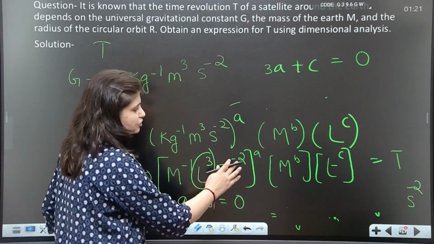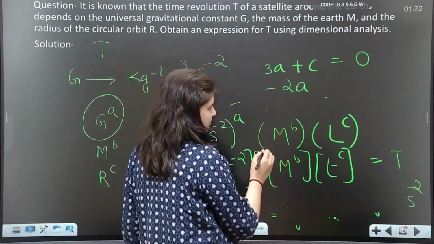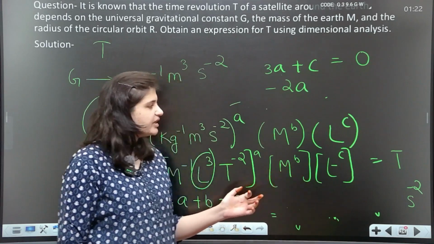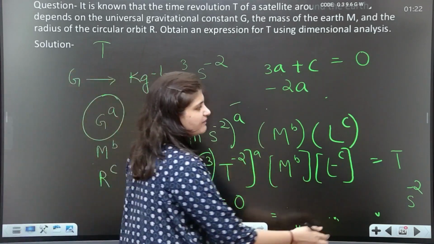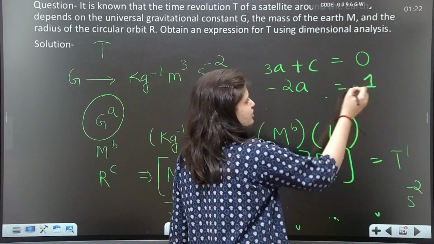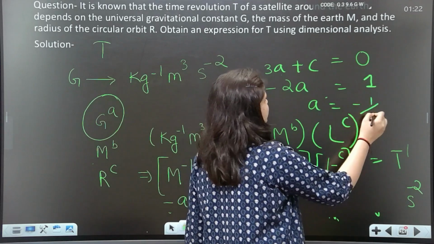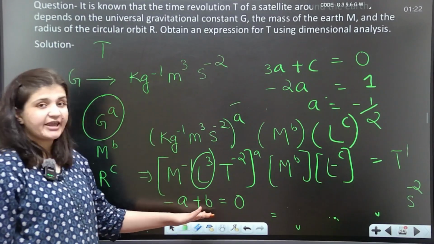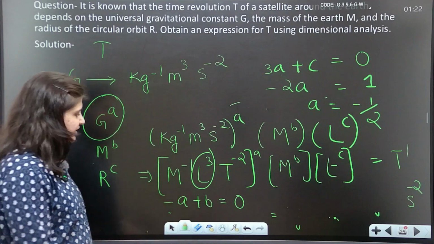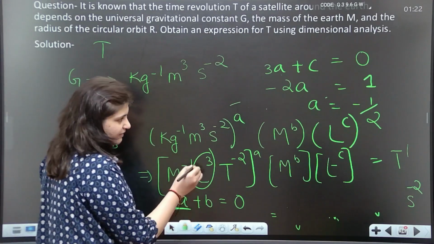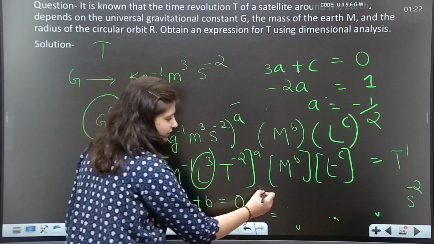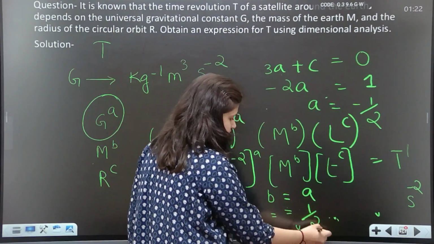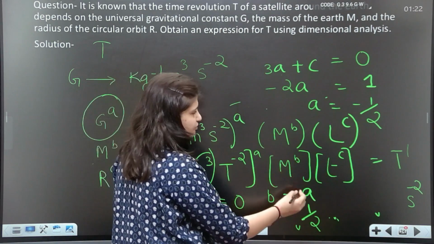Then comes minus 2a. There is nothing from b and c in time, only minus 2a, and on the right hand side we have t to the power 1, so it is equal to 1. So the value of a comes out to be equal to minus half. We can put the value of a here, and we will find the value of b: b is equal to a, which is also equal to minus half.